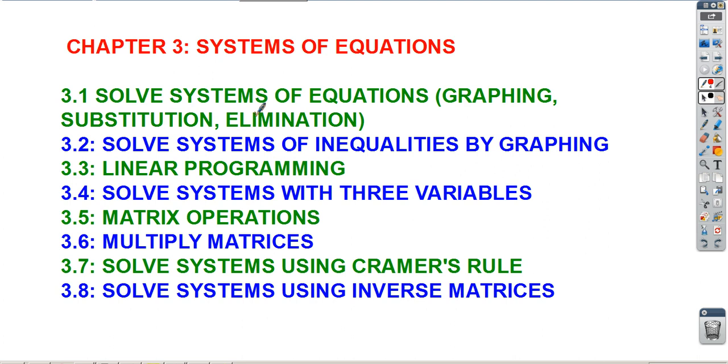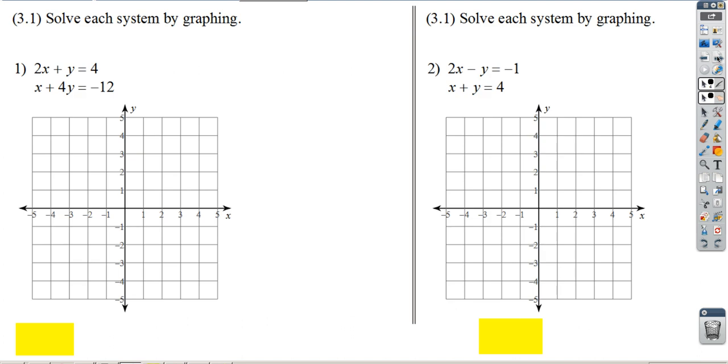Alright, so this chapter 3 is all about solving systems of equations, and there's a number of different ways to do that. We'll go through those during this practice test. Solving by graphing, substitution, elimination, and then towards the end, something called Cramer's rule, and then matrices. So part of this section is also on the different ways of operating on matrices. Okay, so let's get started with this.